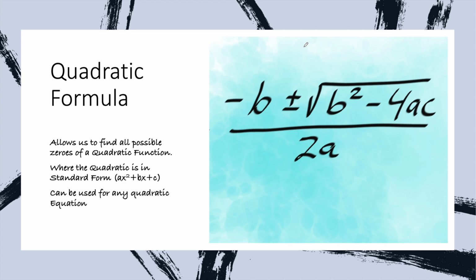Okay, so the first method is the quadratic formula. The quadratic formula is literally just a formula that you can use to find all zeros for a quadratic equation. I recommend that you guys memorize this formula for the SAT or for any algebra-based course.